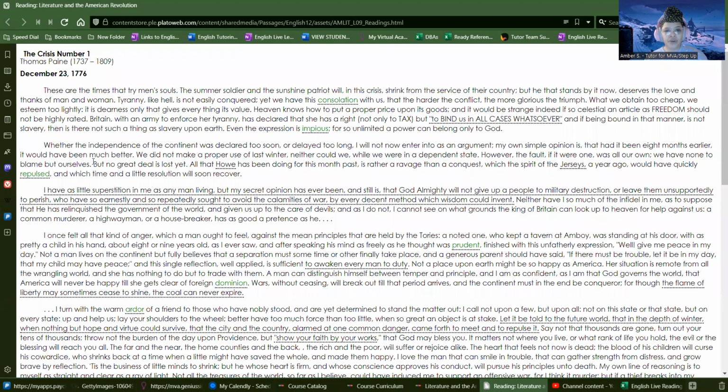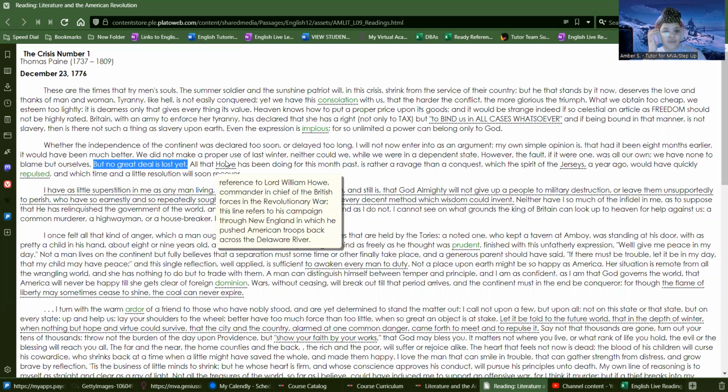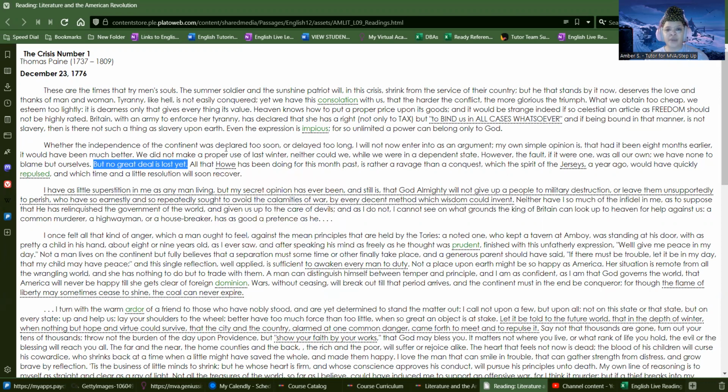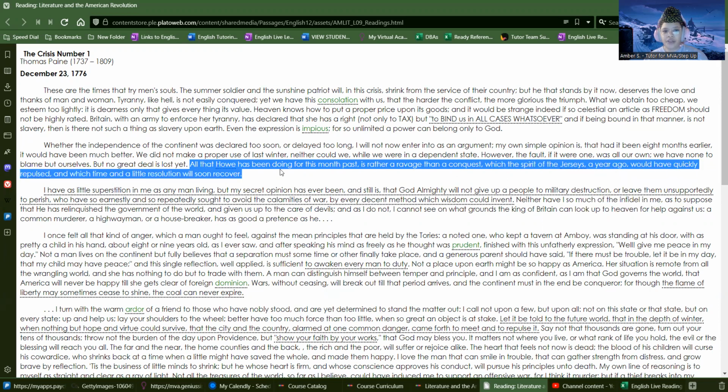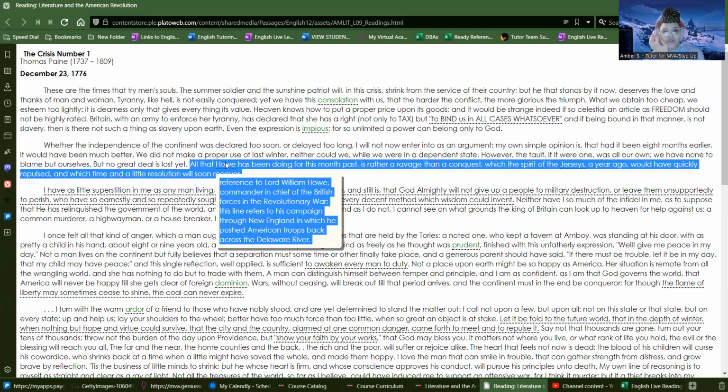And then he says, "But no great deal is lost yet." So he's acknowledging the people that might have been criticizing the war and the losses that they've been taking on. Yes, we could have done things better. In my opinion, I think we could have done things better. But not everything is lost yet, right? "All that Howe has been doing for this month past is rather a ravage than a conquest, which the spirit of the Jerseys a year ago would have quickly repulsed, and which time and a little resolution will soon recover." So Howe here is referencing the commander for the British forces.